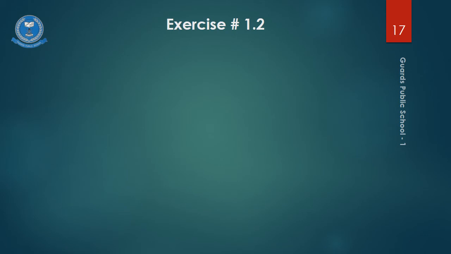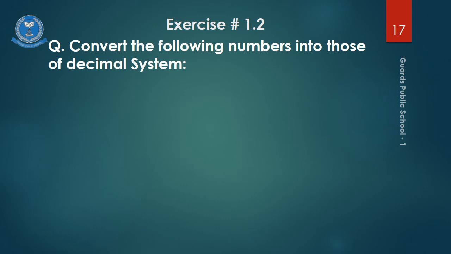Exercise number 1.2 and the question is: convert the following numbers into those of decimal system. Here a number of base 2 is given and you are going to convert this number into decimal system. Question number 8 is 101010 with base 2.